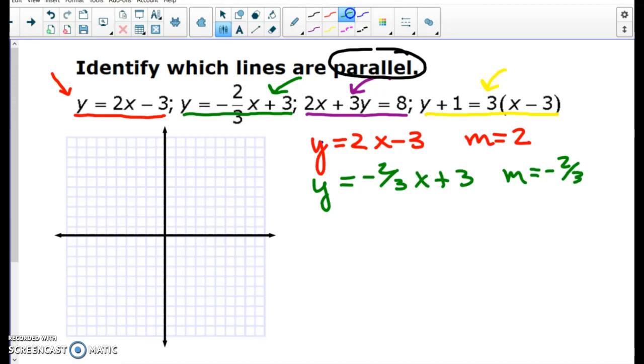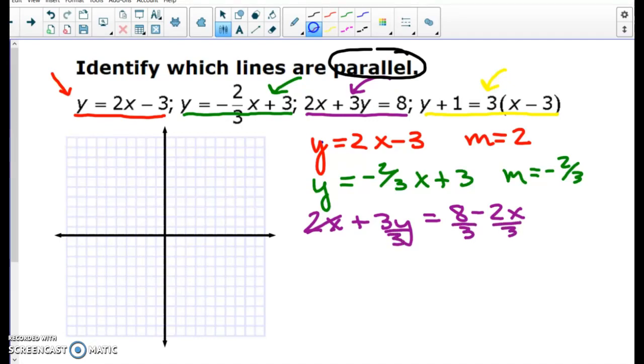-2/3. The third line is in standard form, and what I would like you to get in the habit of doing is just solving that and putting it into slope-intercept form. Well, of course, we're going to subtract the 2x, we're trying to isolate the y value, and we're going to divide by 3. Okay, that should look familiar. So our final equation in slope-intercept form, coming out of standard form, looks like this.